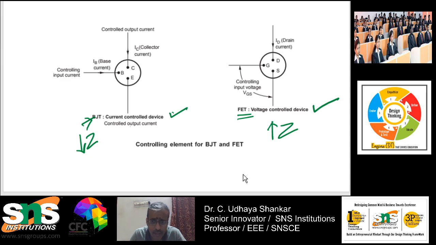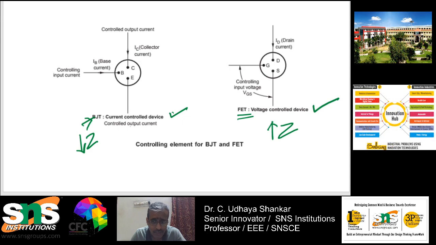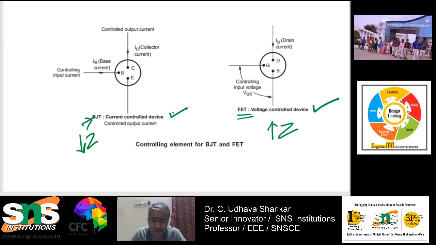And also this FET has three different terminals: drain, source and gate. Similar to your BJT, here also you have three different terminals, that is drain, source and gate. And you know that in case of BJT, the output current IC is controlled by the base current IB. So, here you can see there are three different terminals. One is called the gate.